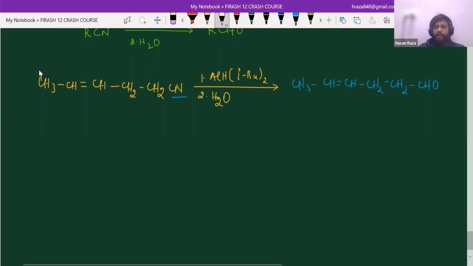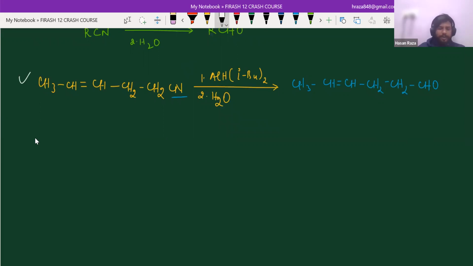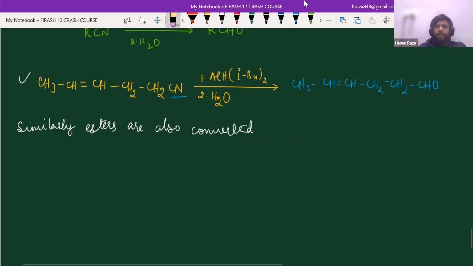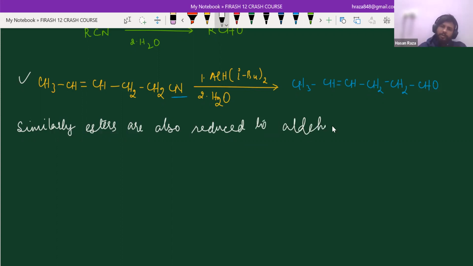So we are done with the nitriles preparation, and here basically, similarly, esters are also reduced to aldehydes with DIBAL-H.